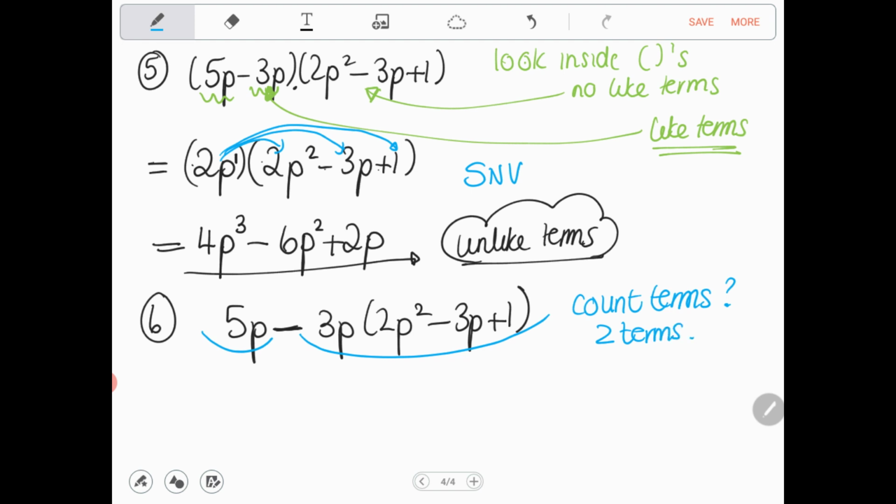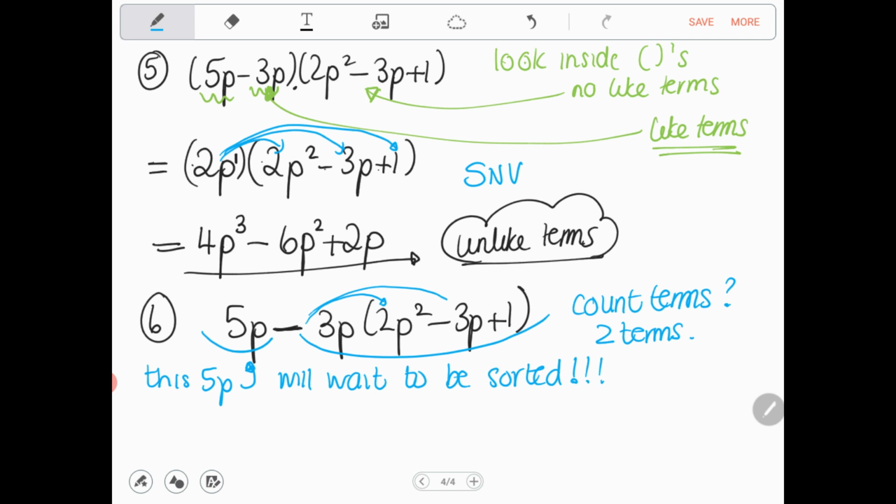All right, and because of two terms, this 5p here will wait to be sorted. Okay, it's going to have to wait for the multiplication to finish so that it can be sorted later. All right, this negative 3p is going to get distributed into that bracket so that I can finish my multiplication. So I need to finish my multiplication.